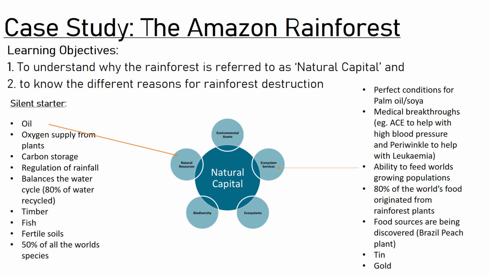And you could either just list some of those reasons in a spider diagram, or if you want to challenge yourselves, you could try and link those reasons to the categories around the flowchart in the middle. So you can see I've done a couple. So oil links to natural resources, and the ability to feed the world's growing populations links to ecosystem services. Some will link to more than one. Some you might find it's tricky, but it just gets you thinking. So I have put a copy of this slide for you to print if you want to. So the key thing is, what is natural capital?